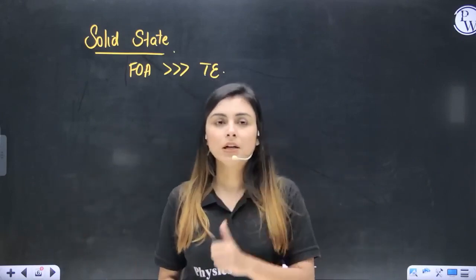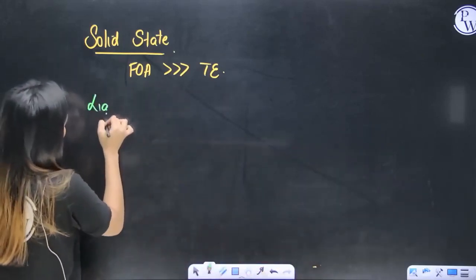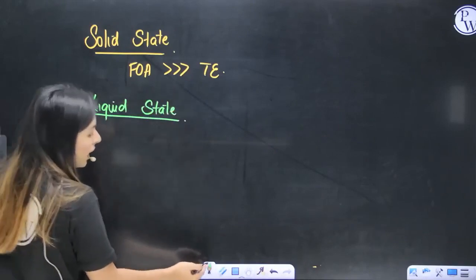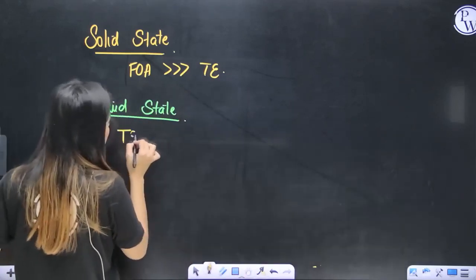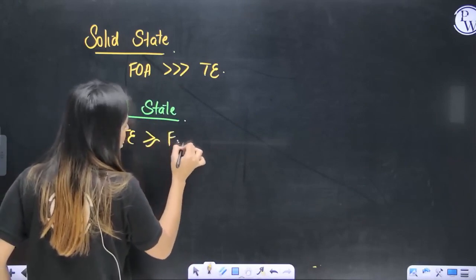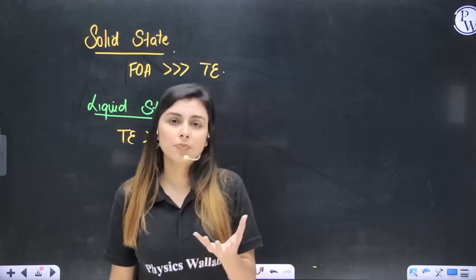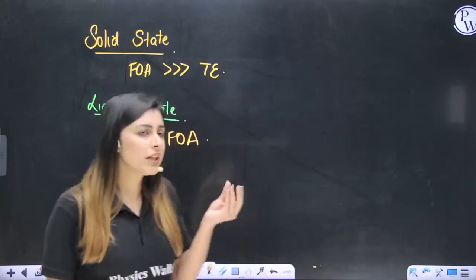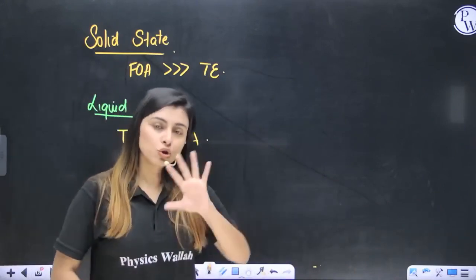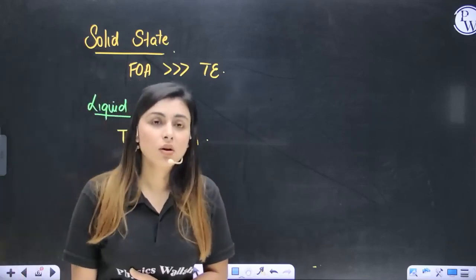Okay. Clear? Yes. Now let's talk about the other state, which is your liquid state. In liquid state, my dear students, what happens is that you have your thermal energy nearly close to, a little more than, but nearly equal to your force of attraction. So here, there is no very deep predominance. It is that only thermal energy is a little more than the force of attraction, but we can say that it is nearly equal. So both of them are nearly equal to each other, and that is the reason a liquid state exists in a molecule.